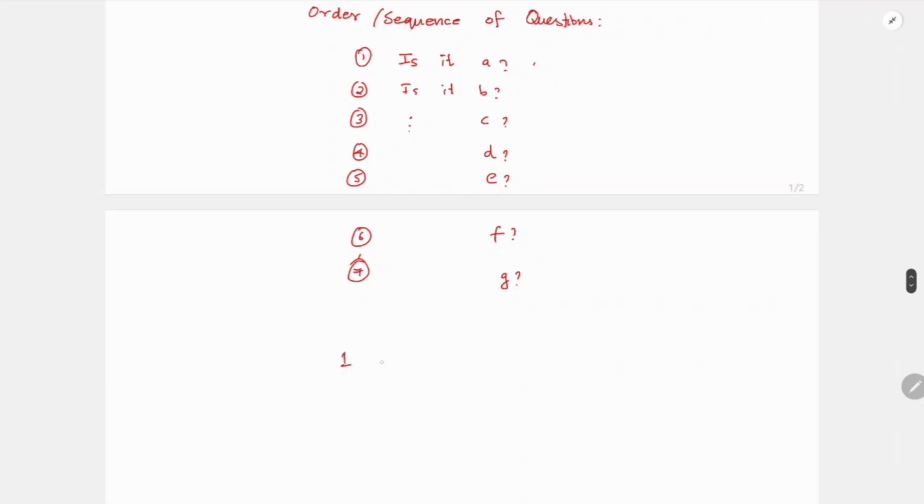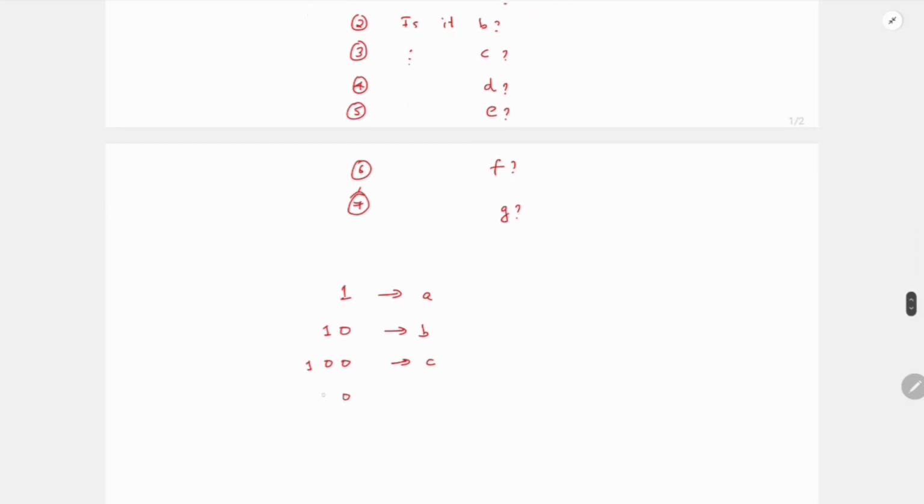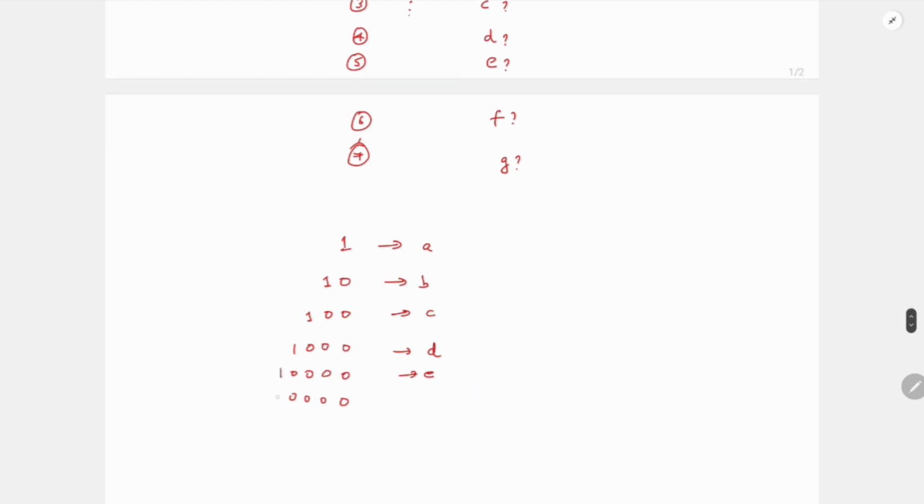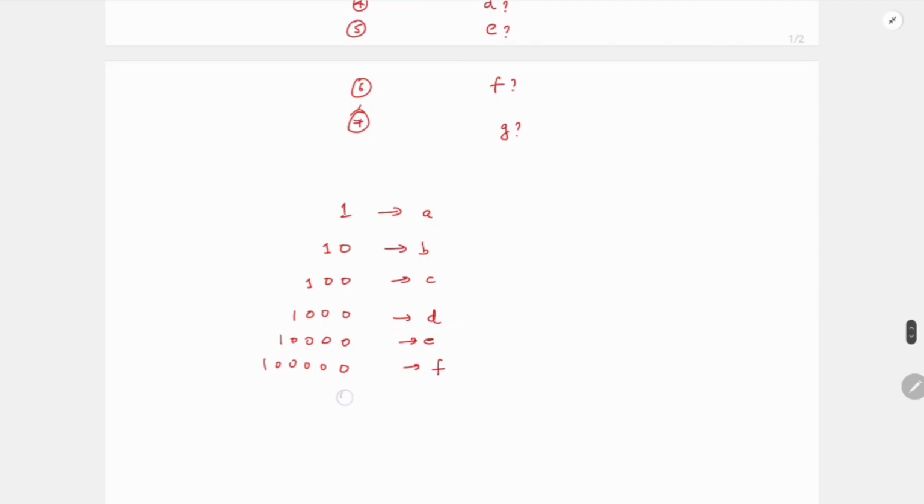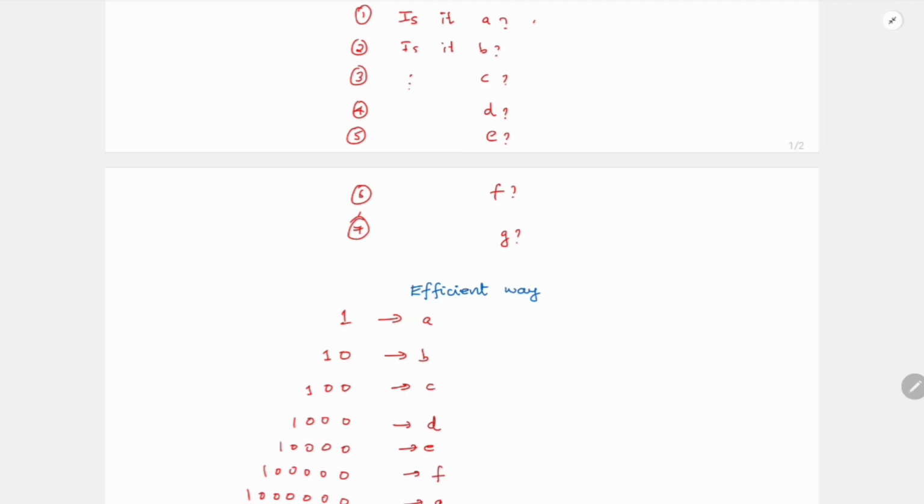So based on these answers, we can confirm what sequence it is. If it is just 1, the symbol will be A. If it is 0, 1, the symbol will be B. If it is 0, 0, 1, the symbol is C. If it is 0, 0, 0, 1, the symbol is D. If it is 0, 0, 0, 0, 1, the symbol is E. If it is 0, 0, 0, 0, 0, 1, it is F. This will be G. And if it is all zeros, it will be H. And intuitively also, this is the most efficient way.